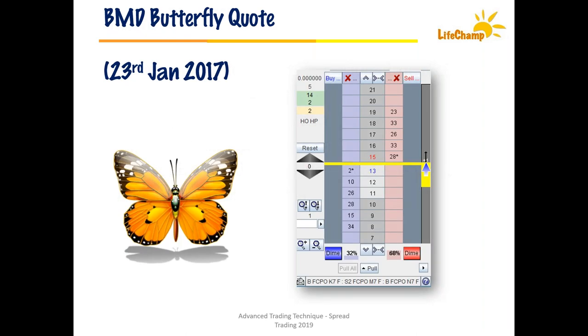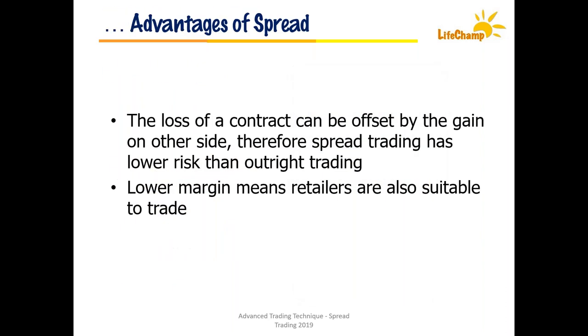And BMD is actually quite nice. We have a quote called Butterfly Quotes available for our local market. It was introduced since January 2017. Okay, and continuing with the advantages of spreads. The loss of a contract can be offset by a gain on the other side. So spread trading has a lower risk than outright trading, because when you gain on one side, you lose on the other.